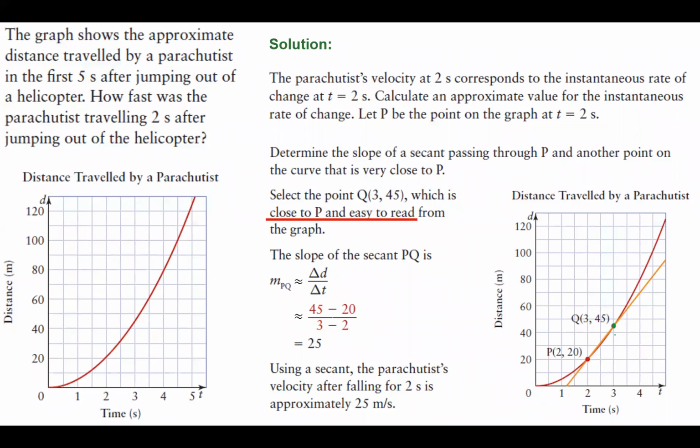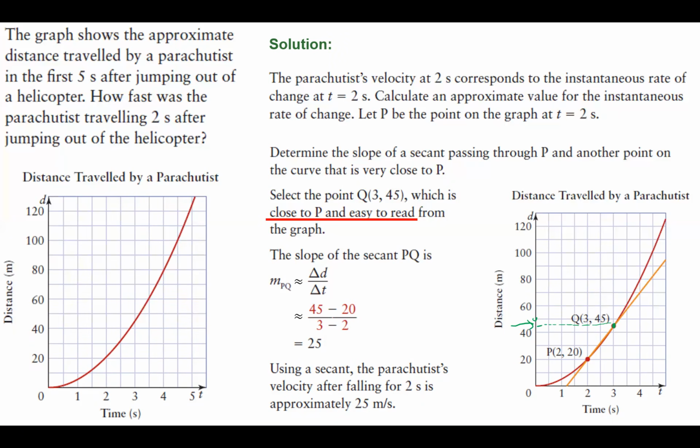Because Q is sufficiently close to P, and the coordinates of Q are also easy to read, right? The X coordinate of Q is 3, and the Y coordinate is just the mid value of 40 and 50, which is 45. Therefore, we can use the coordinates of Q to evaluate the instantaneous rate of change.